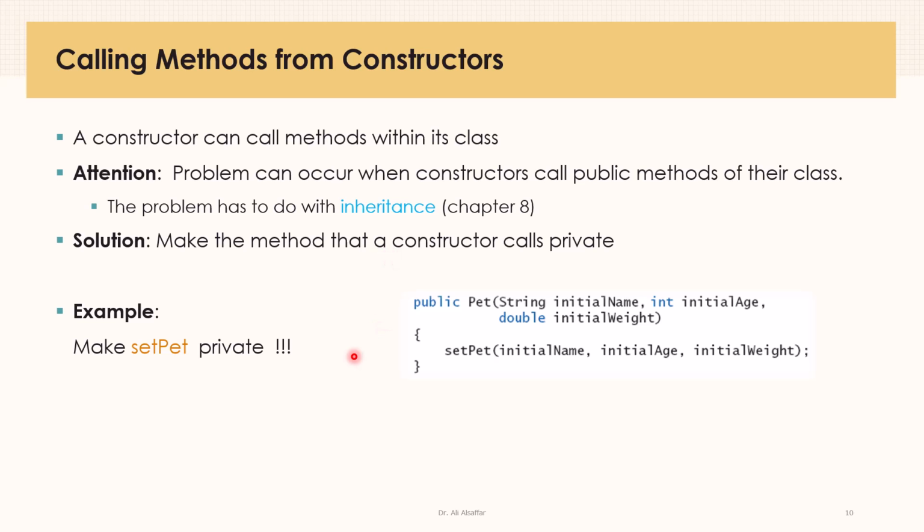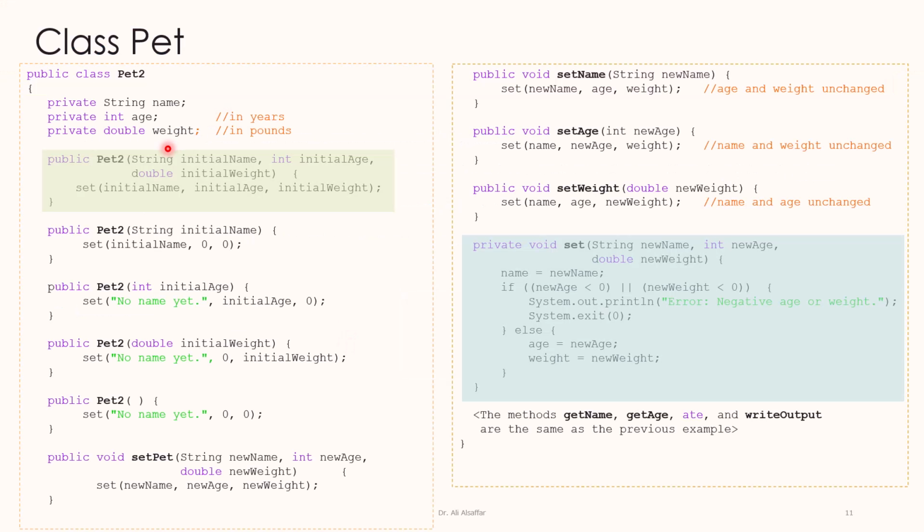So the solution is that we define a separate method that is private, and we are going to use it only inside the class. So it will be an internal method, and we can use this method anywhere. We can use it in the constructors as well as inside setPet. Let me show you how we can do this. The class Pet is now redefined, and we call it Pet2. Still, it has the same data members and still the same constructors. The difference is that we have defined a private method which is called set.